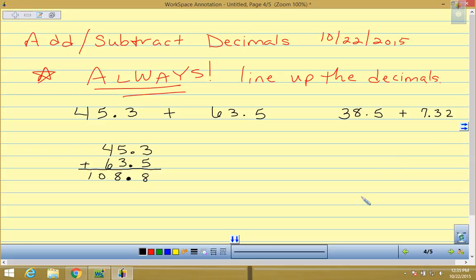So then let's look at this one. What if I have 38 and 5/10 plus 7 and 32 hundredths? I'm going to start off by writing it horizontally, right? So I'm going to write my first number. And we're going to do a lot more practice with these problems too. I'm going to put my decimal down, because I know that decimal has to be lined up. Theo, what do you think?